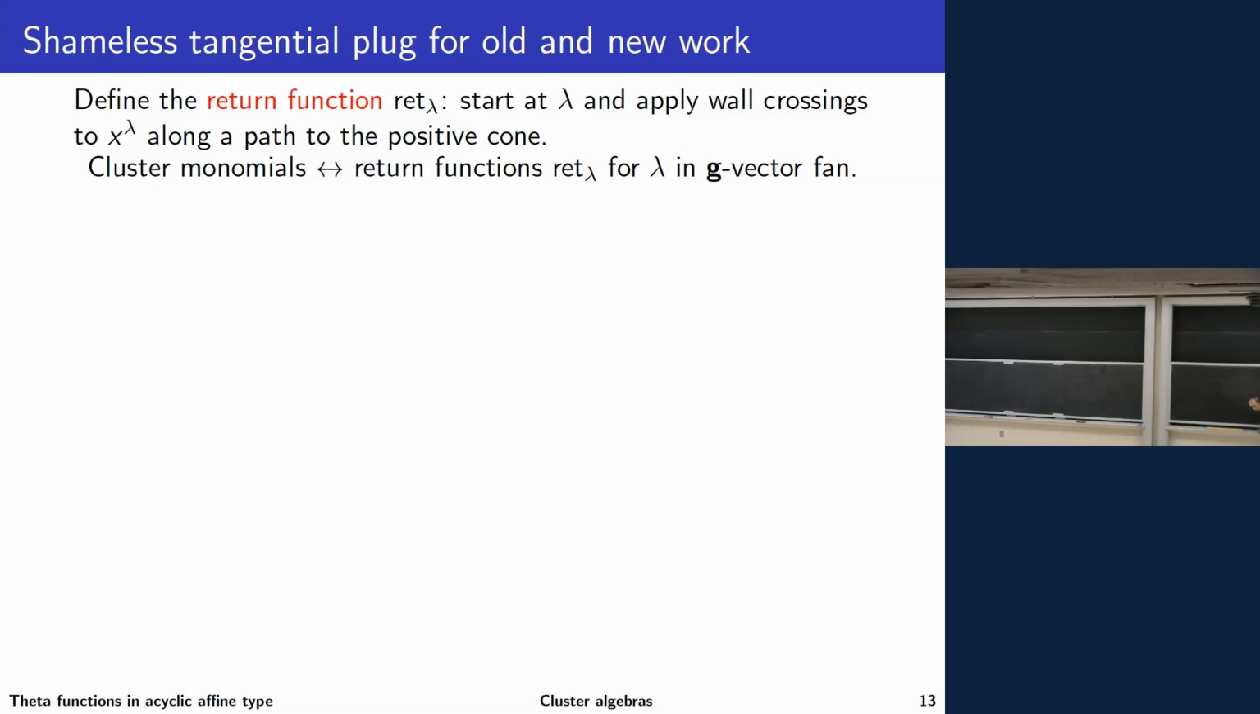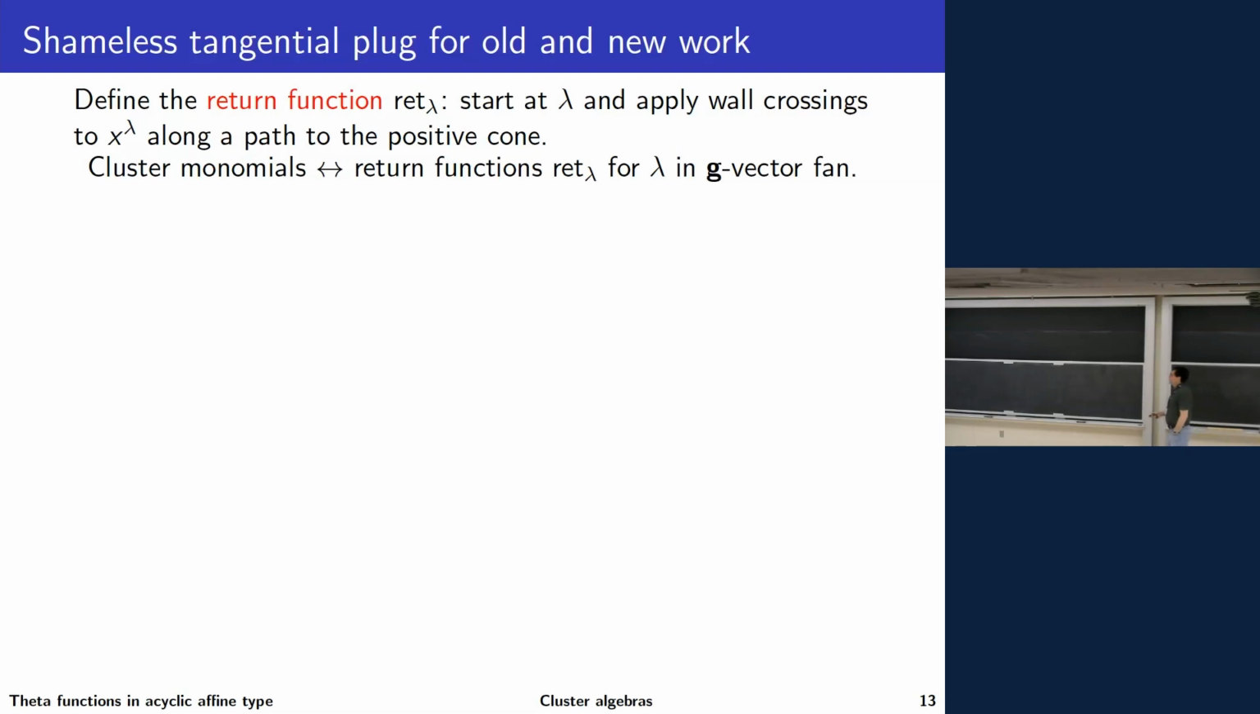There's some basic stuff from Carl, Pumperla and Siebert, I think, and then repackaged in Gross, Hacking, Keel and Kontsevich, and you can just work out that the cluster monomials are what I'll call return functions, just applying a path ordered product to the monomial. So it's sort of returning in two senses. You started with x to the lambda as a monomial. You also started at lambda if you're returning home to the positive chamber.